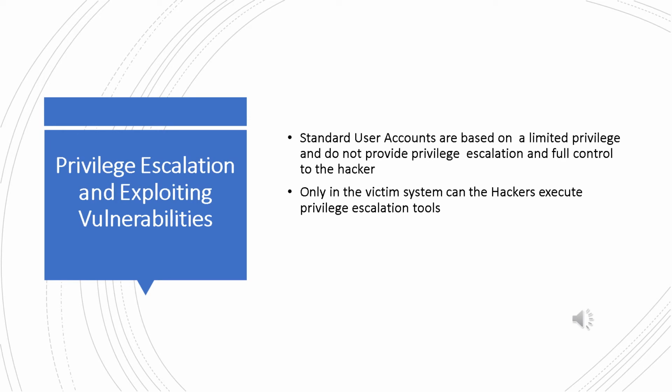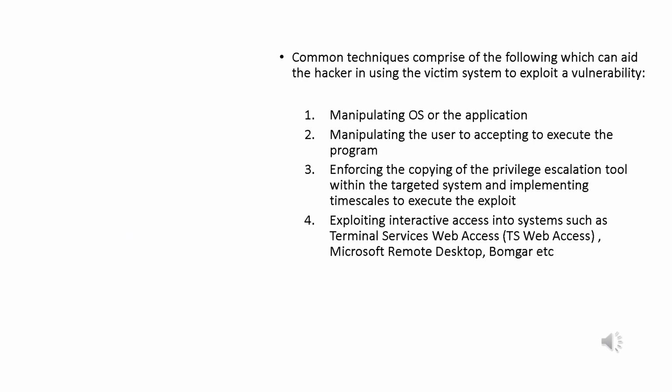Privilege escalation and exploiting vulnerabilities. Standard user accounts are based on limited privilege and do not provide privilege escalation and full control. Only in the victim system can hackers execute privilege escalation tools. Common techniques comprise the following, which can aid the hacker in using the victim system to exploit a vulnerability: manipulating authentication, manipulating the user into executing the program, forcing the copying of the privilege escalation tool onto a target system and using timescales to execute the exploit, and exploiting interactive access into systems such as terminal services, web access, and Microsoft Remote Desktop, BeyondTrust Bomgar, etc.